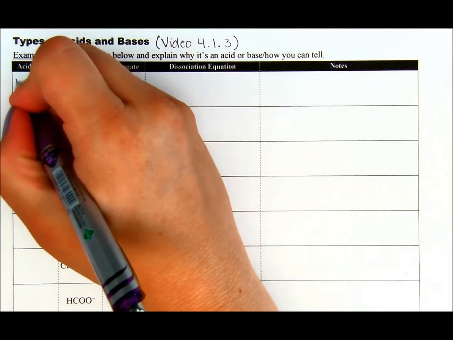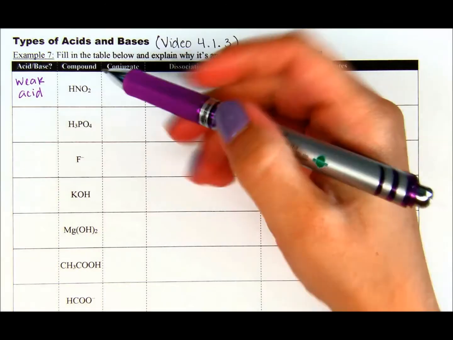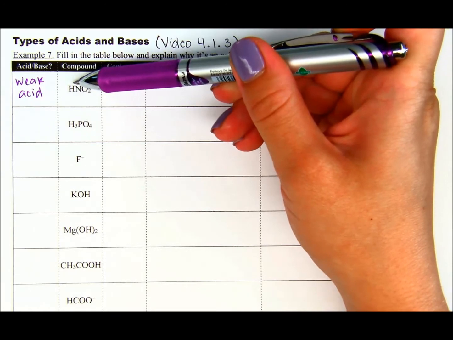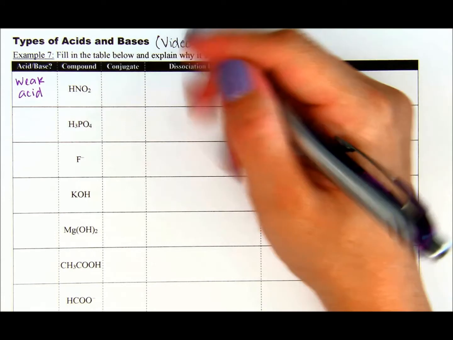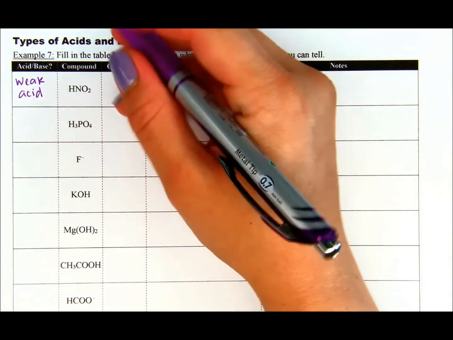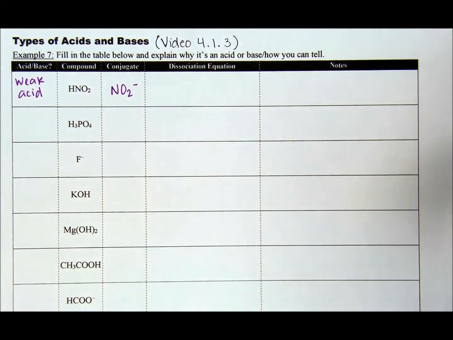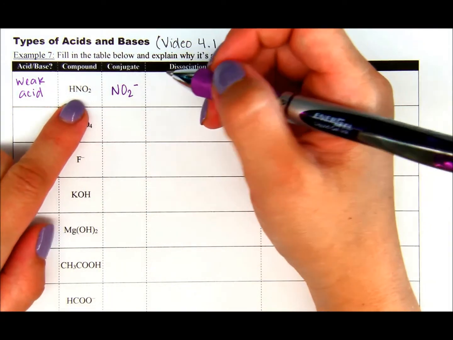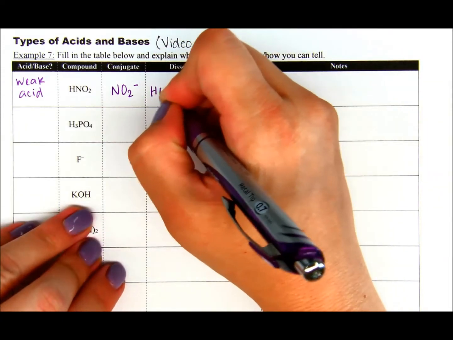This is a weak acid. And we know it's an acid because it has a hydrogen right out in front of this NO2 group. And we know it's weak because it's not on the list of strong ones. The conjugate, since it's an acid, is going to give up that hydrogen ion. The conjugate is NO2 minus. In our dissociation equation, we're going to always start with whatever the acid or base is, and then what it dissociates into. So HNO2.